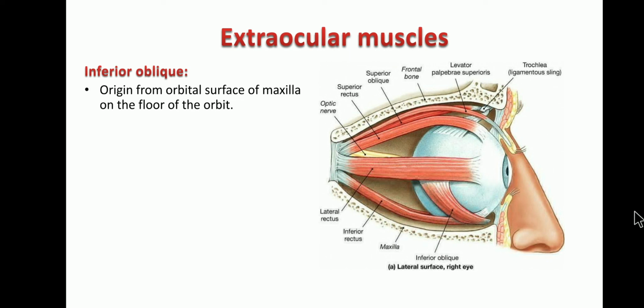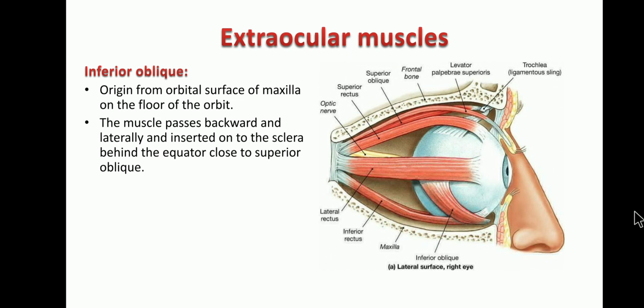Okay, so origin from the orbital surface of maxilla, as I told you, the muscle passes backwards and laterally and is inserted into the sclera.